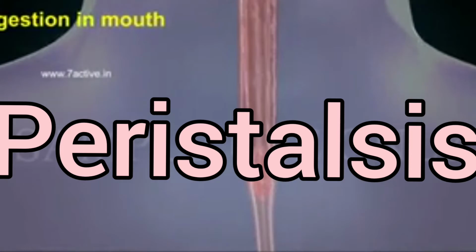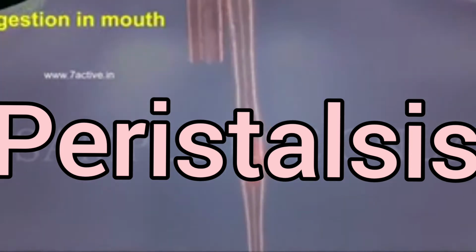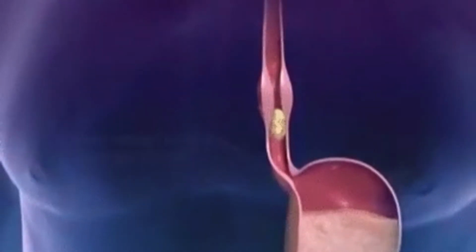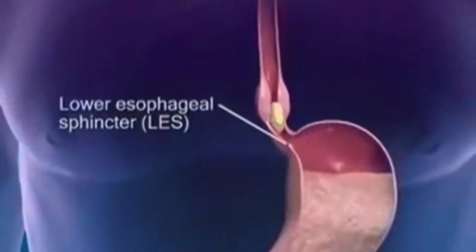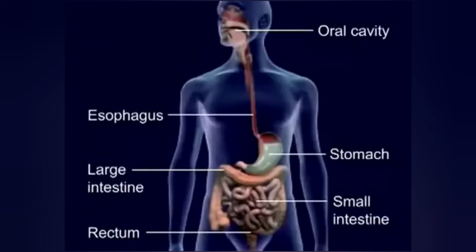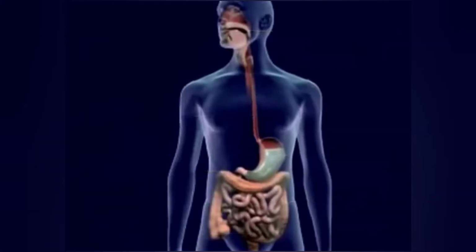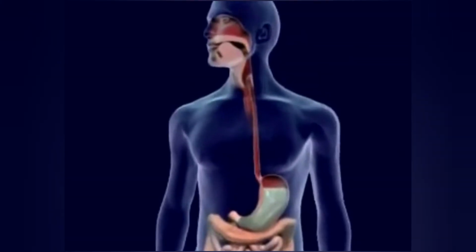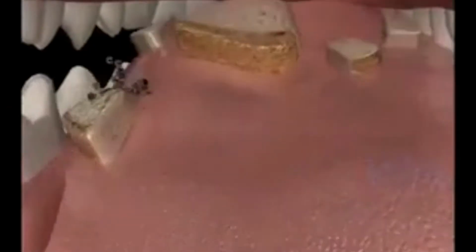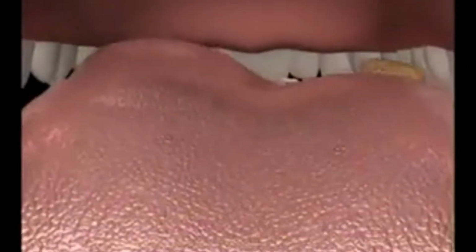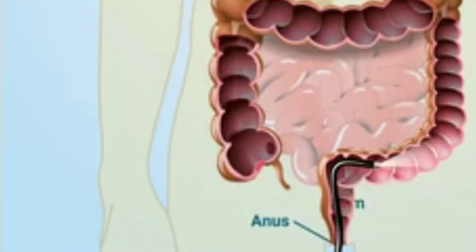Peristalsis is a series of muscular contractions that passes through the whole digestive tract. It pushes the food in the forward direction away from the mouth. The second topic here is the mechanism of digestion. In human beings, the digestion of food starts in the buccal cavity itself. Then it continues till the anus of the large intestine.